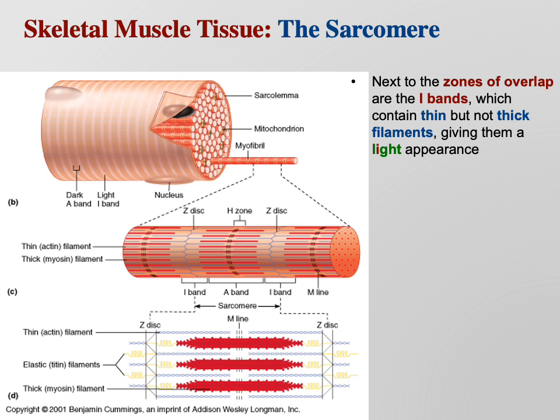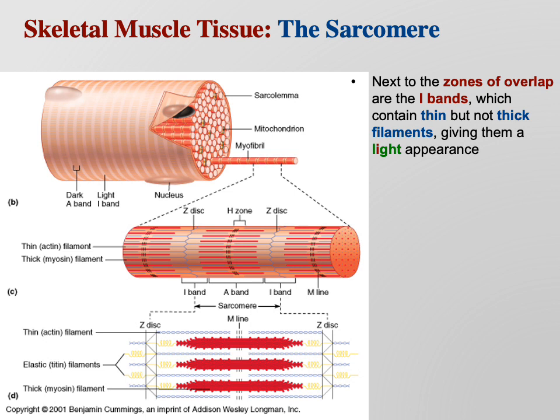Now then, next to the zones of overlap are the I bands, which are made up only of thin filaments, but not thick. See there in the bottom, where there's just the blue? So where there's blue, but it's not overlapping the thick filament, that part by itself is just called the thin filament, and that's the I band. This is easy to remember because the word light has the word I in it.